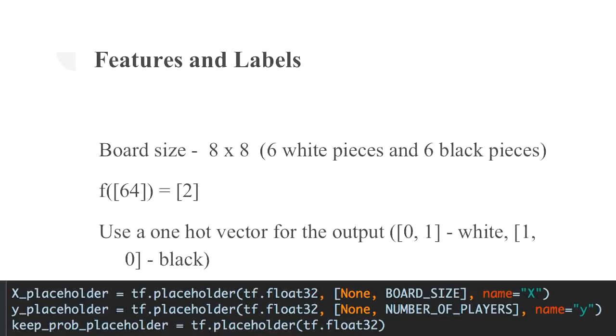And then the output will be a one-hot vector, meaning a vector consisting of two elements in which either the first one is 1 or the second one is 1. If the first one is 1, then that means it's black. If the second one is 1, it means white, as you can see up there. So 0, 1 is white, and 1, 0 is black. So that's the output of my whole neural network. Now I have to construct a neural network that converts that to that.